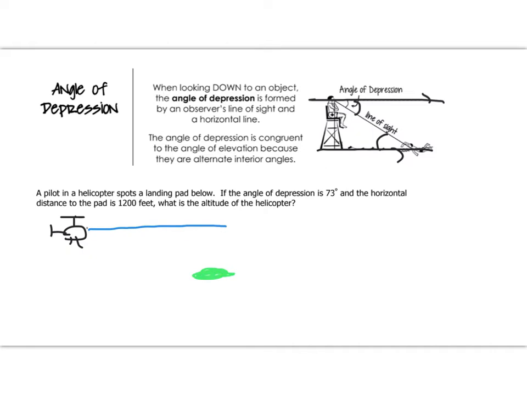So when he spots that landing pad below, it says the angle of depression is 73 degrees, and the horizontal distance to the pad is 1200, which means this here is 1200, which also means that from here to here is 1200. So really what you kind of have is like a rectangle. So if the bottom's 1200, the top's 1200. What is the altitude of the helicopter? So this is what we're looking for.